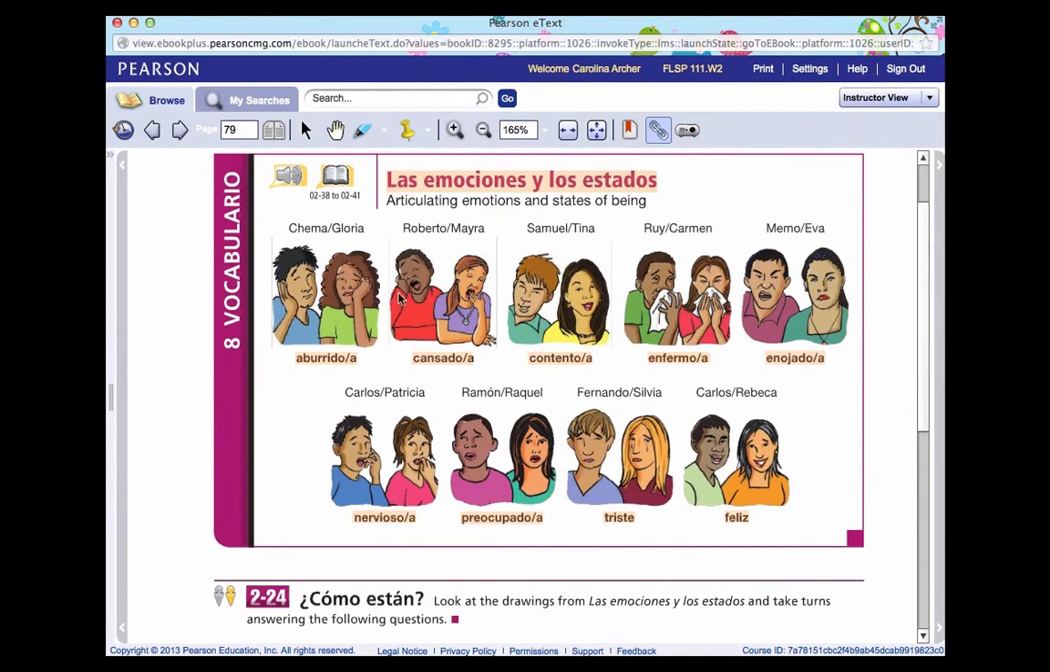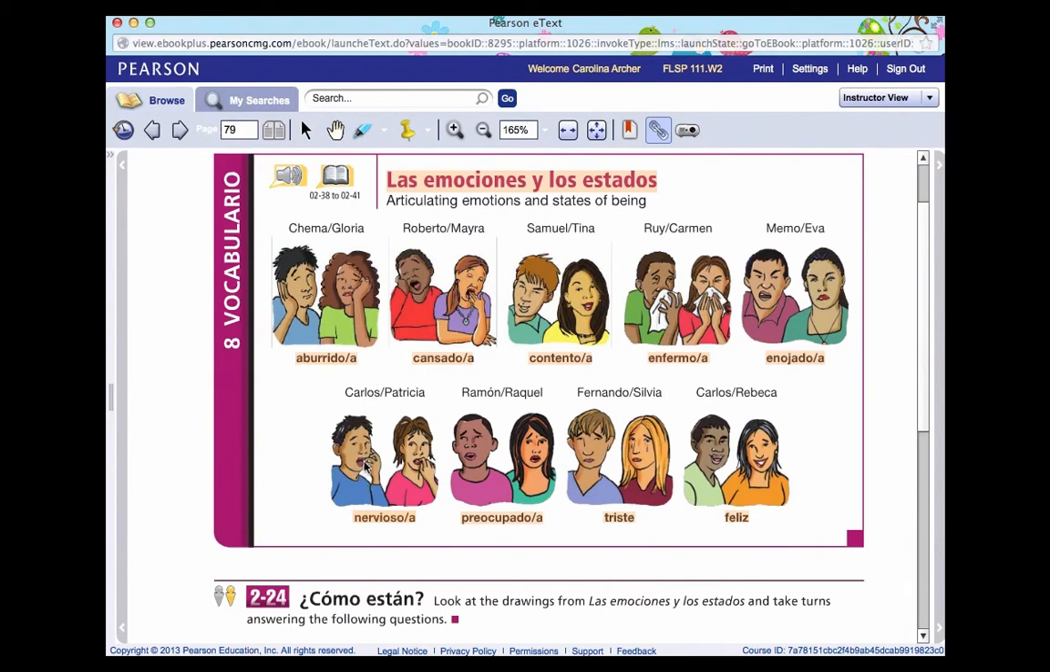Ellos están cansados. Okay, plural. Samuel está contento. He's happy. Y Tina está contenta. Ellos están contentos. Because it's two of them. Rui está enfermo. He's sick. Y Carmen está enferma. Ellos, Rui y Carmen, están enfermos. Memo está enojado, angry. Y Eva está enojada. Memo y Eva están enojados.